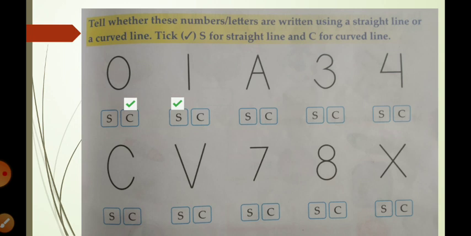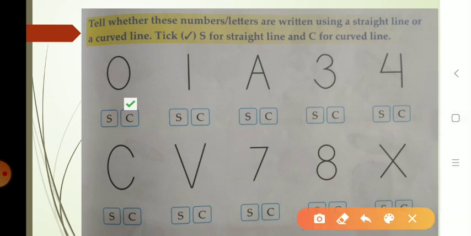Now see the next one. Letter A is written there. To write letter A, which lines are used here? See, 3 straight lines are used here: 1, 2 and 3. When straight lines are used, what are you going to take? Very good. So tick S for straight lines and C for curved lines.